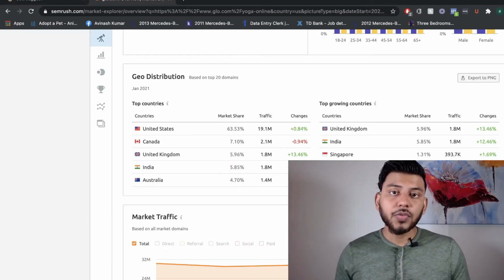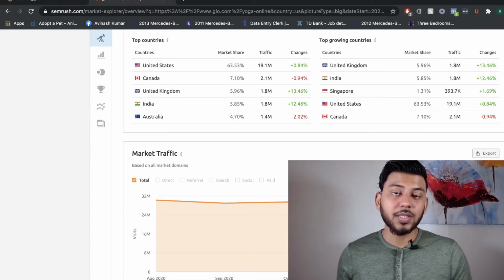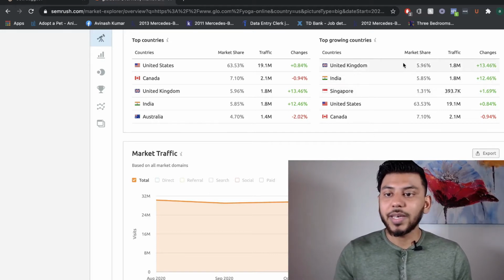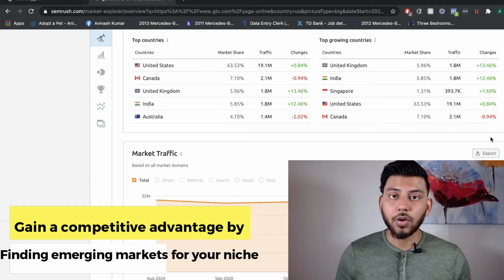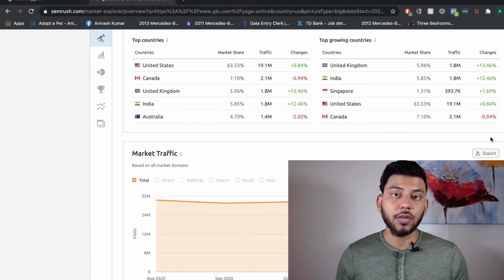Another really useful aspect of doing market research on SEMrush is that you're able to see the top countries for your course or your coaching topic. But also you're able to see the top growing countries for your business. So as we can see for this example, the United Kingdom was up 13% within the last year. So what that means is, as a course creator or as a business owner, you can then focus on these emerging markets for your business.